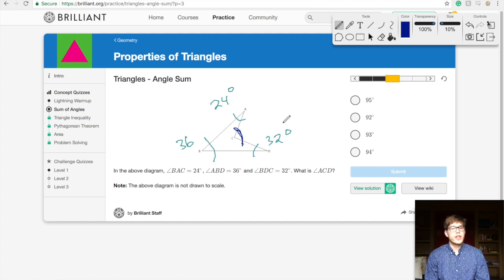So how can we figure out this angle? This problem might be a little bit tricky. So what can we do? Let's think. 24 degrees, 32 degrees. How to find this angle?